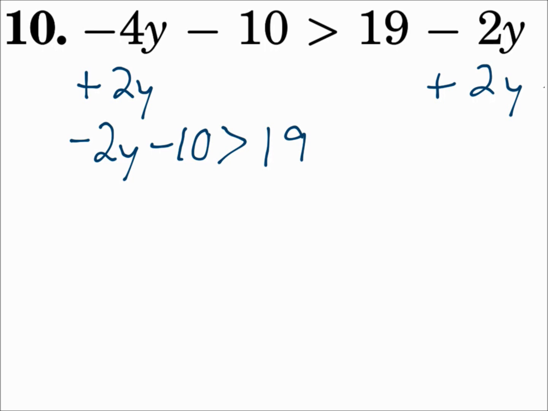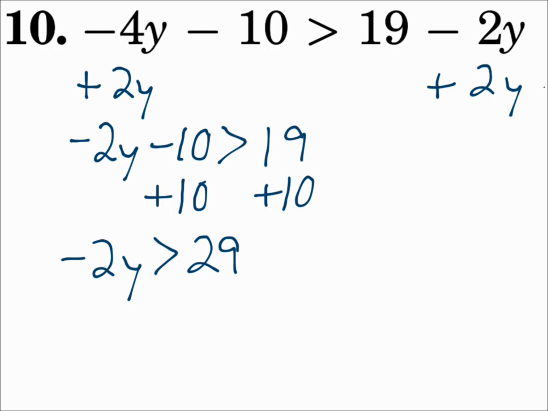Still adding and subtracting, we have a 10 there that's subtracted. Do the opposite and add it to both sides. The 10's cancel on the left, and 19 plus 10 is 29. Now multiply or divide. We'll divide both sides by negative 2.